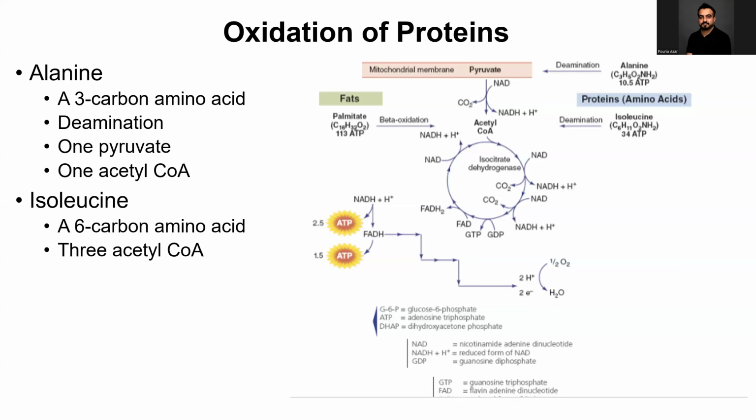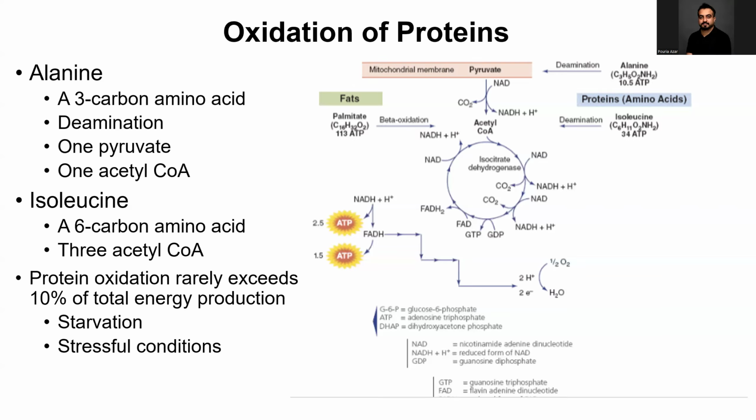And isoleucine is another amino acid. It's a six carbon amino acid, just like glucose. So we get three acetyl-CoA from isoleucine. Protein oxidation rarely exceeds 10% of total energy production. So we rarely use protein as an energy source. It's just 10% maximum. It's not more than that.